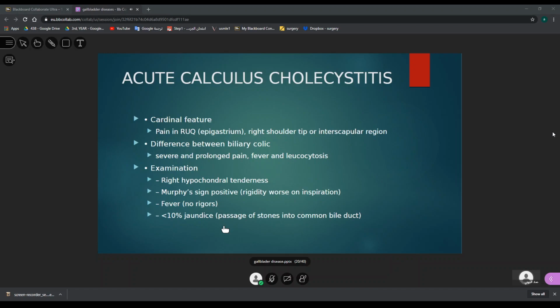But most of the time when surgeons say acute cholecystitis, it means the acute calculus. Most common is acute calculus. So if you hear in the hospital or on the round that this patient was admitted with acute cholecystitis, it means he had a stone. If they say this patient has acute acalculous cholecystitis, it means he has acute inflammation without gallstones.